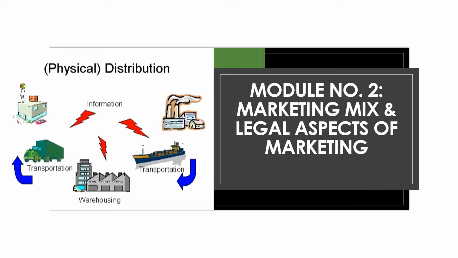Under module number 2 on marketing mix and legal aspects of marketing, in this class we are going to study about place or distribution. As you know, there are 4 elements in the marketing mix in case of physical products: product, price, place, and promotion. So place indicates channels of distribution and physical distribution.